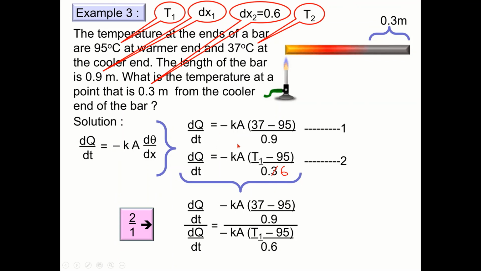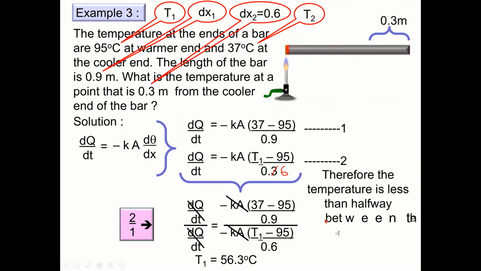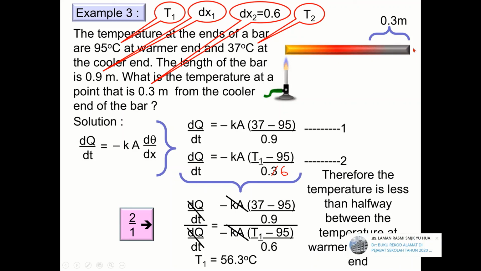Then we use the ratio method to solve for T1. So equation 2 divided by equation 1. We can cancel out dQ/dt, cancel out KA. So we cross multiply to calculate T1. The answer is 56.3 degrees Celsius. So therefore, the temperature is less than halfway between the temperatures at the warmer and cooler ends. So this is 95, here is 37, so in between here is 56.3 degrees Celsius.